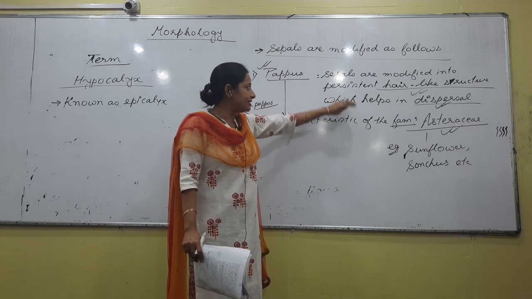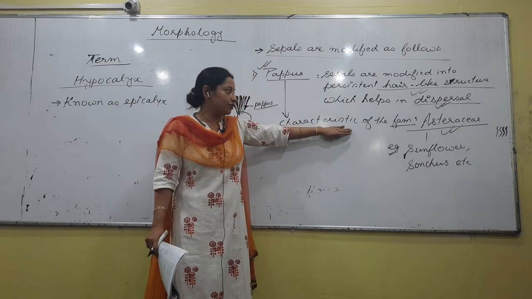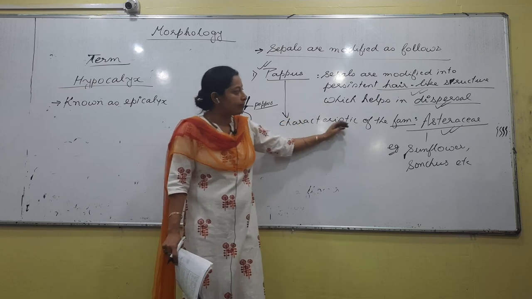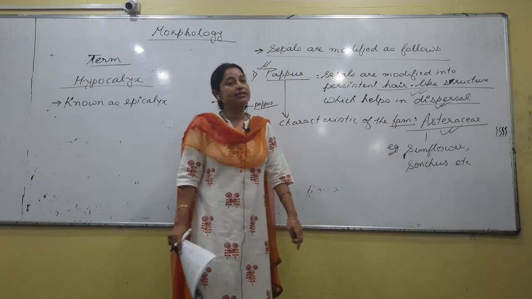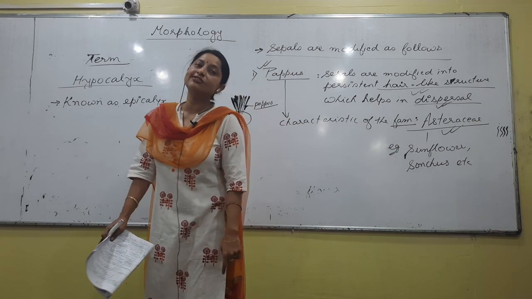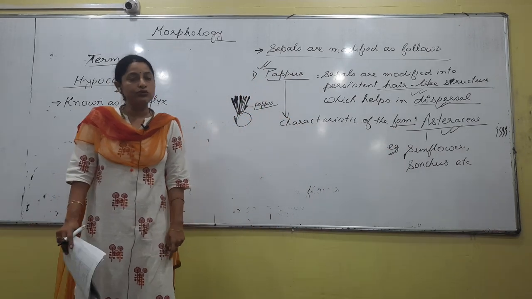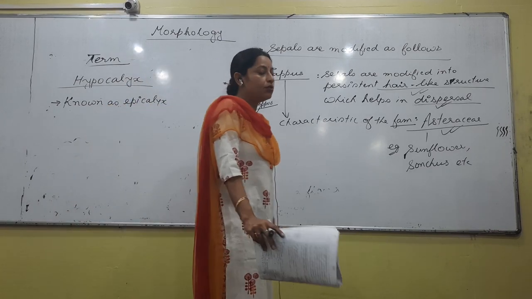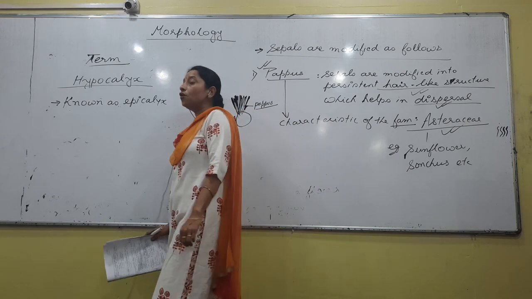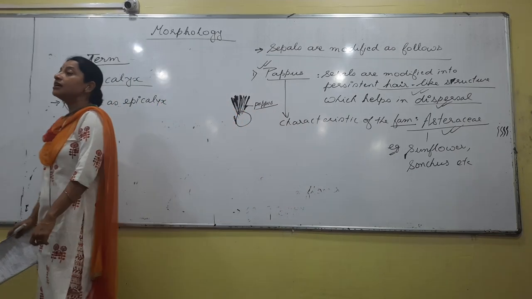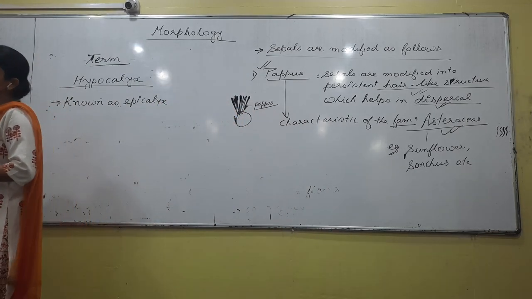The second most important point: pappus, or presence of pappus, is a characteristic of the family Asteraceae. And talking about Asteraceae, what do we know about angiosperms? Angiosperms divide into two groups, monocots and dicots. Monocots have certain families and dicots also have certain families. Out of all the families in dicots, the most advanced family is obviously Asteraceae.